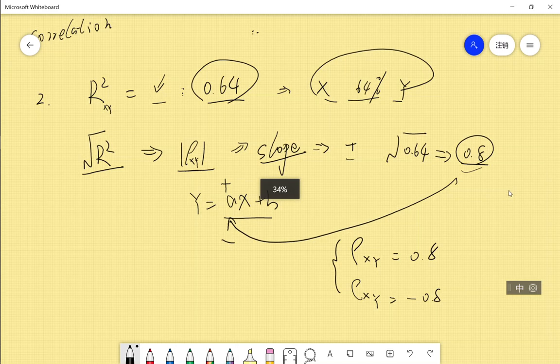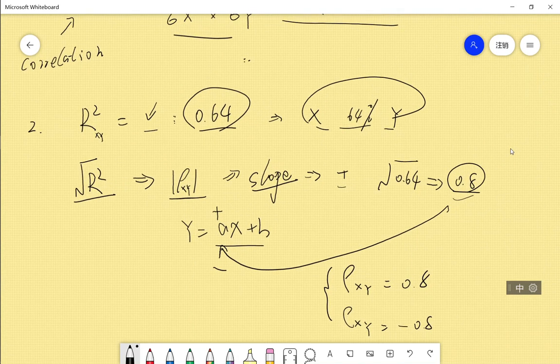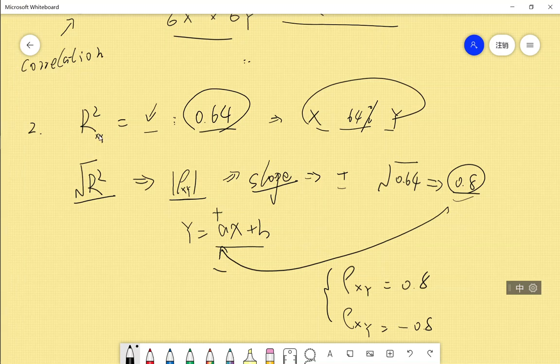So that's the mind flow of how this kind of problem works. You first decide what the R square is, and you square root that, and you get the absolute value of the correlation. Then you use the slope to make your judgment about whether the slope is positive or negative, and whether the relationship will be positive or negative. And that's how these problems are worked.